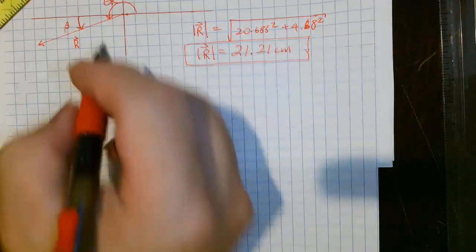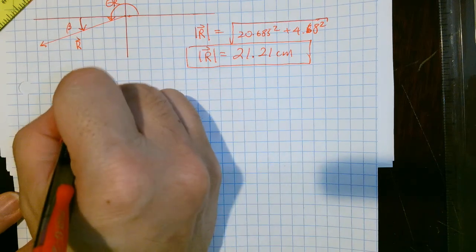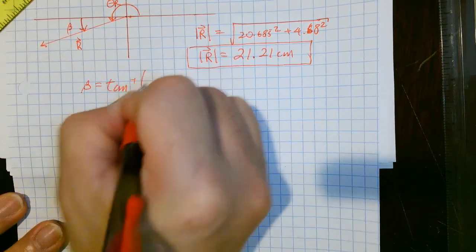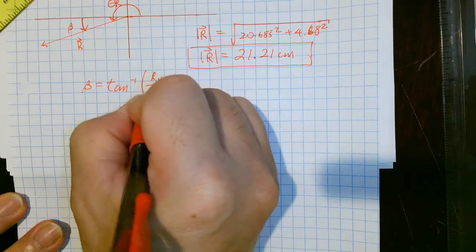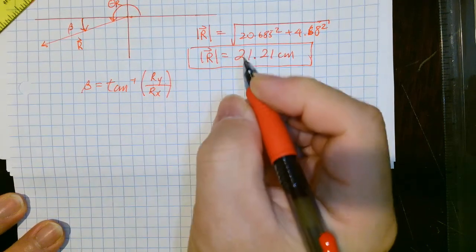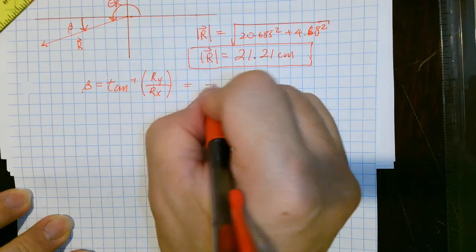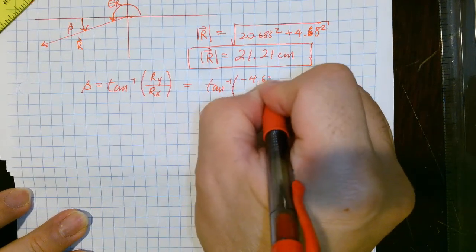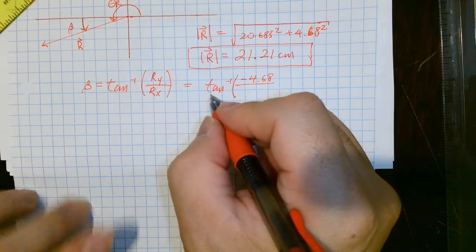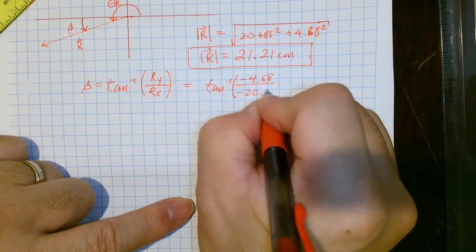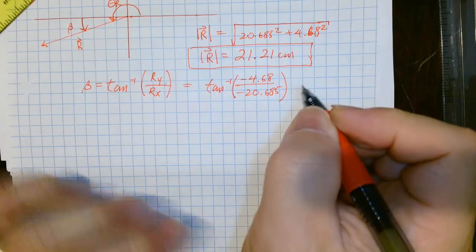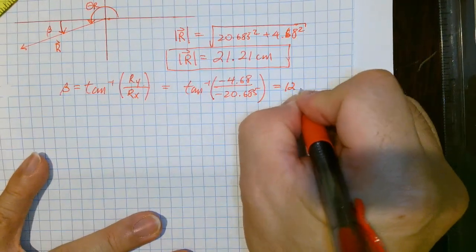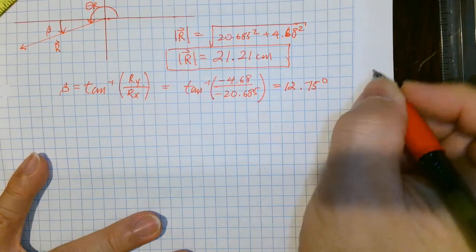Now to calculate beta, which is the reference angle. The beta is again tan inverse of Ry over Rx. So tan inverse of Ry, which is negative 4.68, over Rx, which is negative 20.685, and your beta comes out to 12.75 degrees.